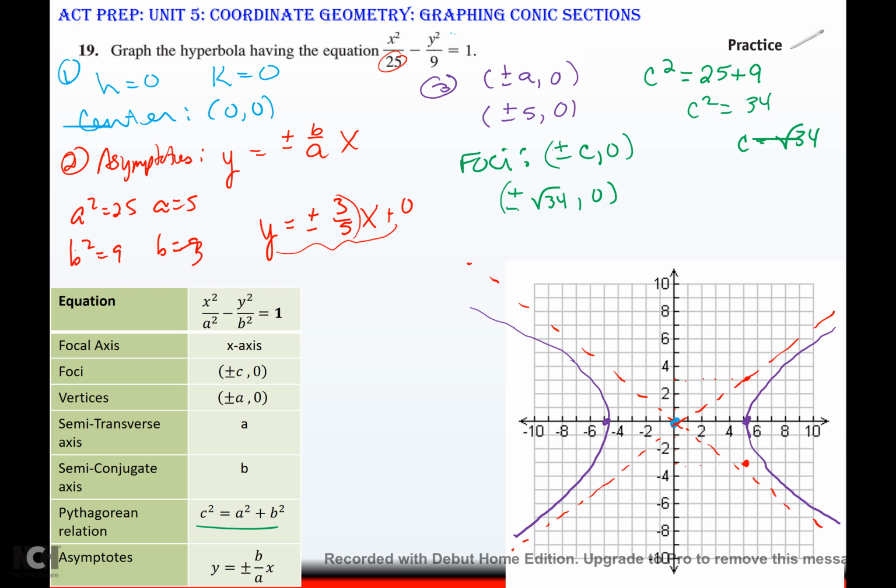Which is 5 something. It's a little bit more than 5. So it's going to be plus or minus 5 and a little bit, and negative 5 and a little bit. So again, your foci are really close to your vertices in this case. And your hyperbolas will always hug, I call it hugging, your foci. In other words, your foci have to be on the inside of your curves.